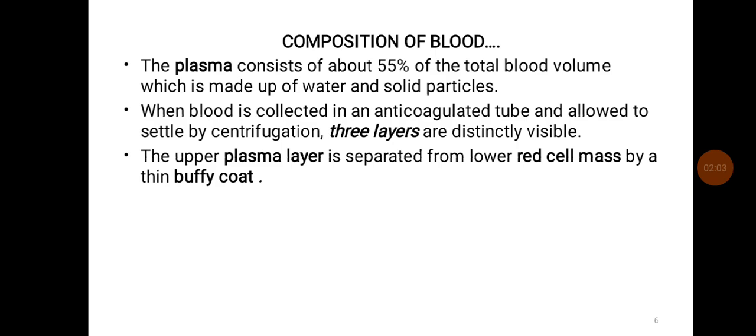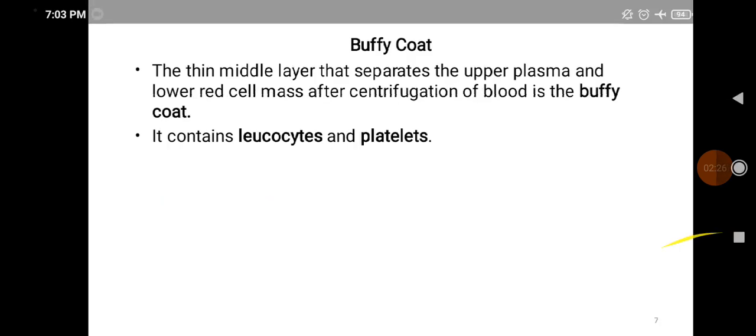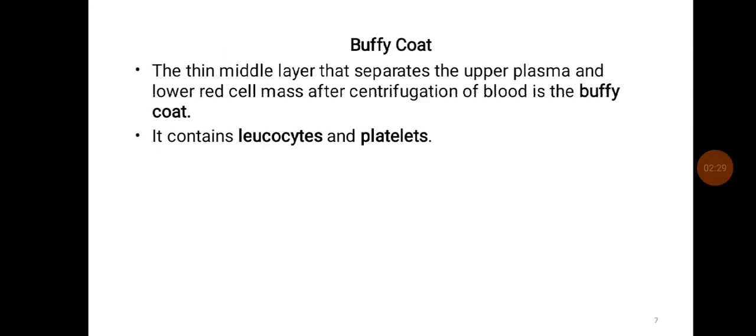The plasma consists of about 55% of the total blood volume, which is made up of water and solid particles. When blood is collected in an anticoagulated tube and allowed to settle by centrifugation, three layers are distinctly visible. The upper plasma layer is separated from the lower red cell mass by a Buffy coat. Buffy coat is a thin middle layer that separates the upper plasma and lower red cell mass after centrifugation of blood. It contains leukocytes and platelets.